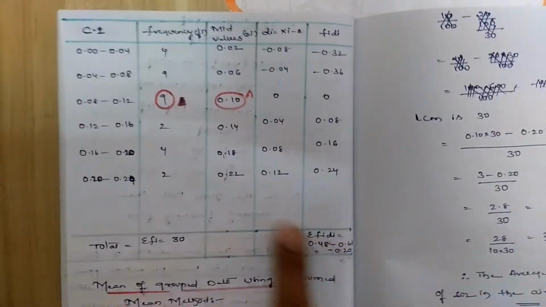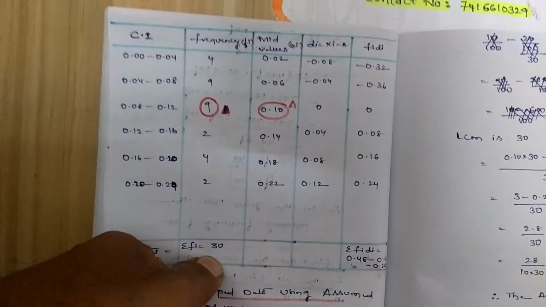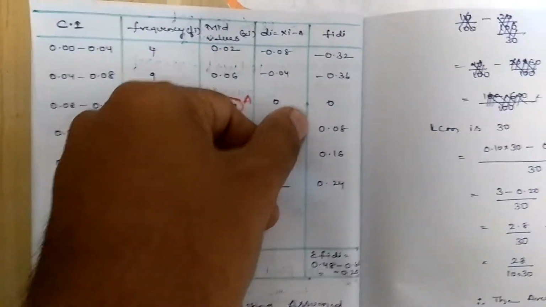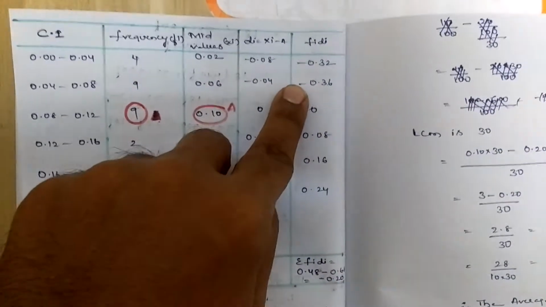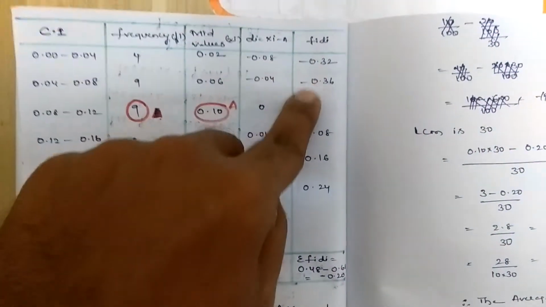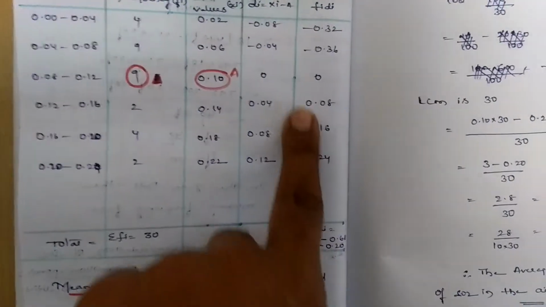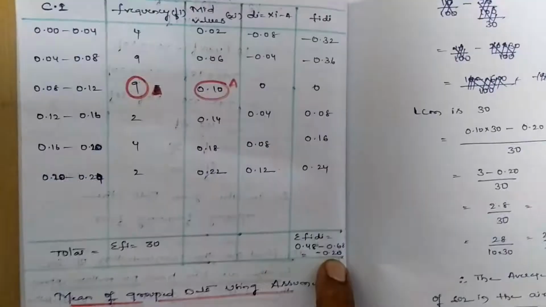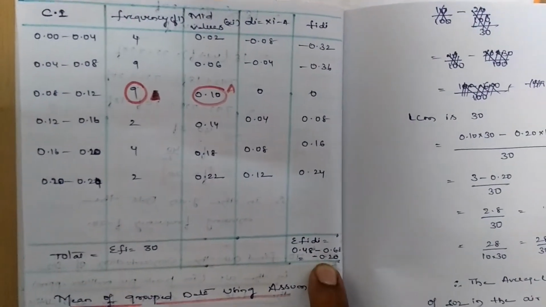Before this you have to take the sum of frequency also. So what is the sum here? Summation Fi equal to 30. And for summation FIDA, first to avoid confusion, take the addition of the positive values and the negative values separately, then subtract the results. I have done the same here. If you add these three, you will get 0.48, and if you add these two, you will get 0.68. Sorry, the result is minus 0.20.